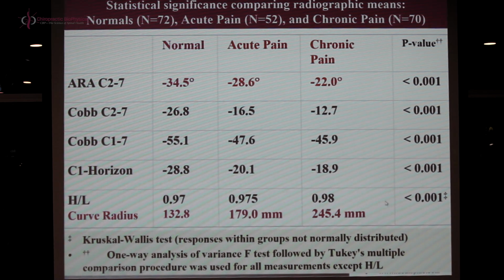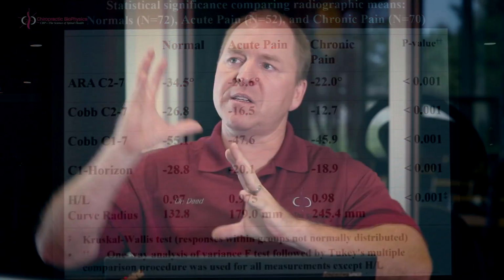Look at the acute neck pain and look at the chronic neck pain. The chronic neck pain's radius is really stretched out. That means a flattened cervical or a circular type of curve. It's really approaching a much more linear pattern. This is strong differences between the groups.